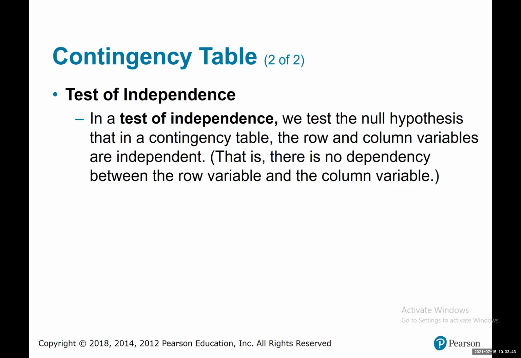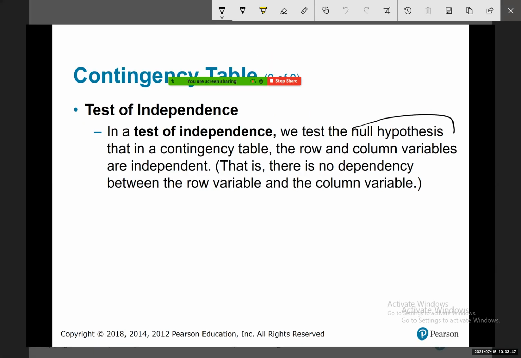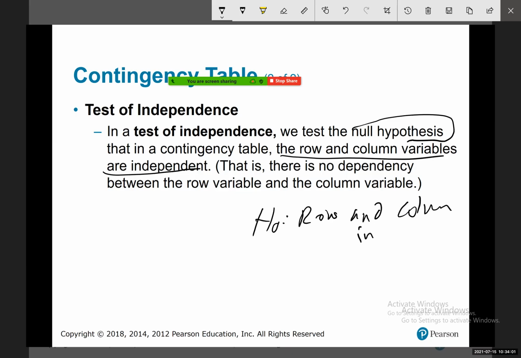Test of independence. The null hypothesis is always saying that the rows and columns are independent. So null hypothesis: row and column independent. Alternative hypothesis: row and column dependent. Please write it somewhere as we use them throughout the lesson.